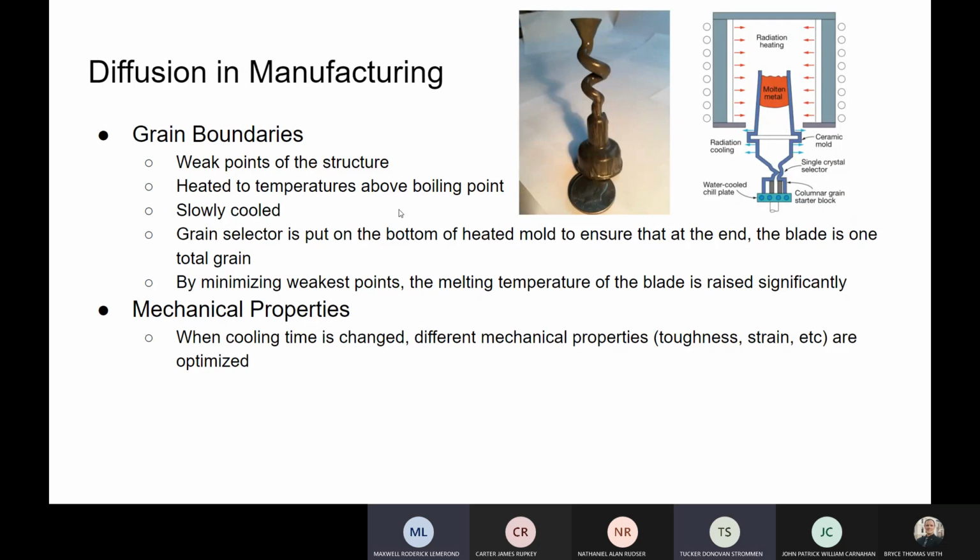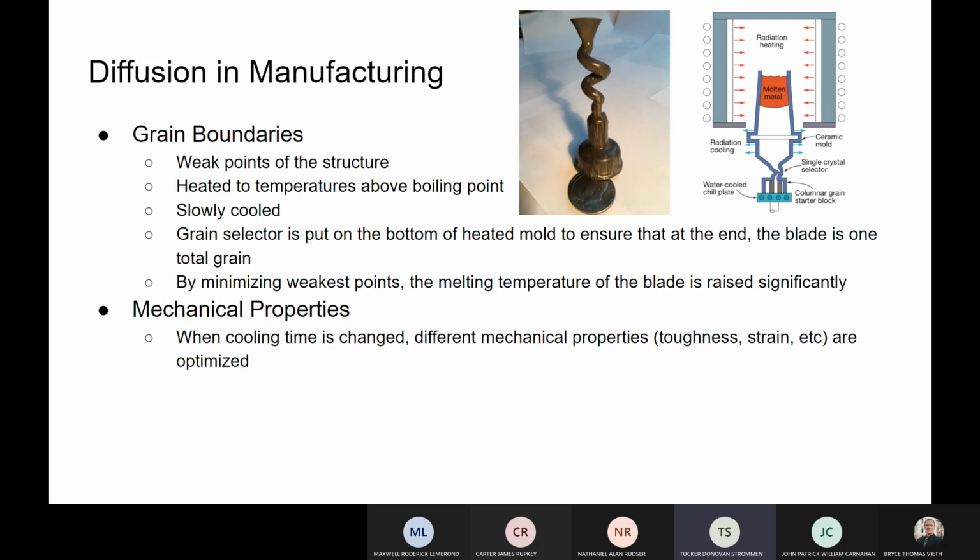So a little bit about diffusion and manufacturing. We know that the grain boundaries are the weakest points on the structure. To minimize these weak points, they heat the material to a super high temperature, way above the boiling point, and then slowly cool the material. They have molds that they pour the material into, and below it we have a grain selector, pictured at the top left. The grain selector ensures that at the end the blade is one total grain.